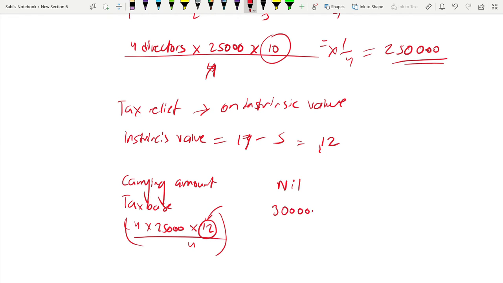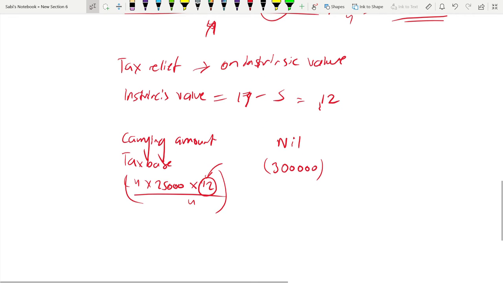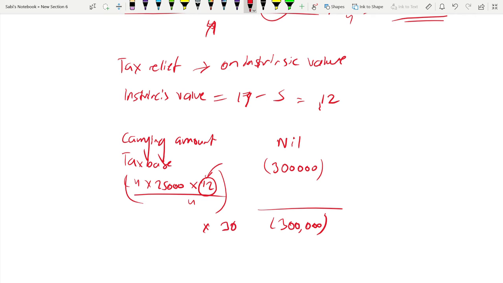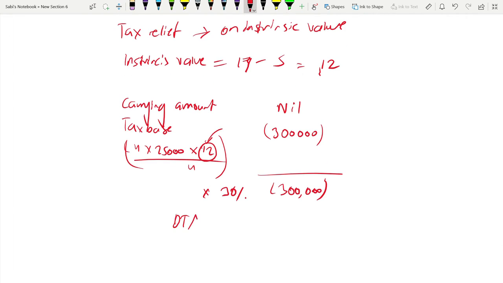300,000. Deduct. That's why it's a deferred tax asset, because 0 minus 300,000 is a negative 300,000. On this, you take 30%, because that is the tax rate. So deferred tax asset, I'm writing DTA as short form. 30% on 300,000 is 90,000. Can you stop here? No. Then what? Something is left here.